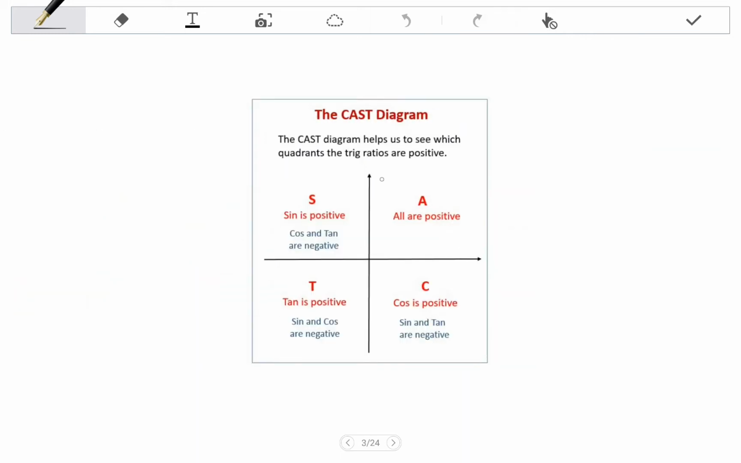A reminder about the CAST diagram, which helps us to see in which quadrants the trig ratios are positive. Just a reminder that the axes split the plane into 4 quadrants: quadrant 1, 2, 3, and 4. In quadrant 1, all trig functions are positive. In quadrant 2, only sine is positive. Quadrant 3, only tan is positive. Quadrant 4, only cos is positive.